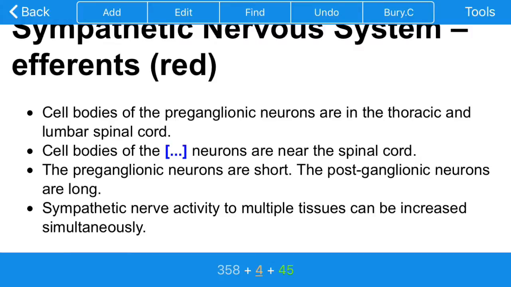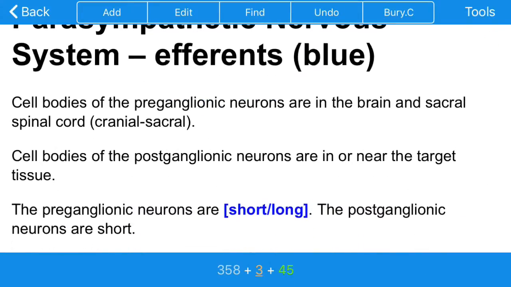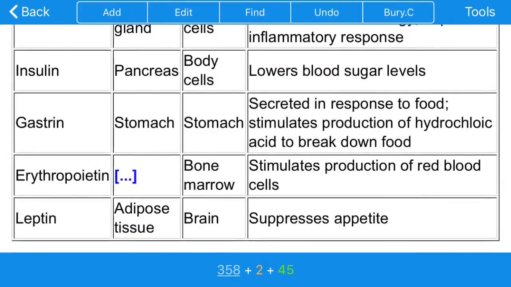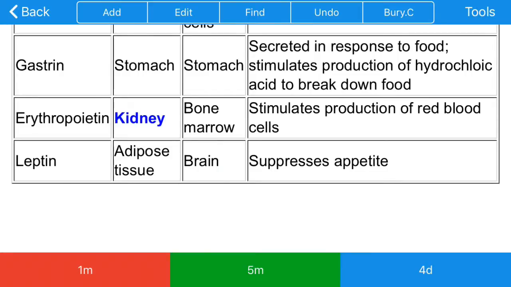Postganglionic neurons. Our preganglionics are long. Stimulates growth, erythropoietin. That is released by the kidneys. Erythropoietin is released by the kidneys. I'm not sure what cells of the kidney do it, but the kidney does do it.